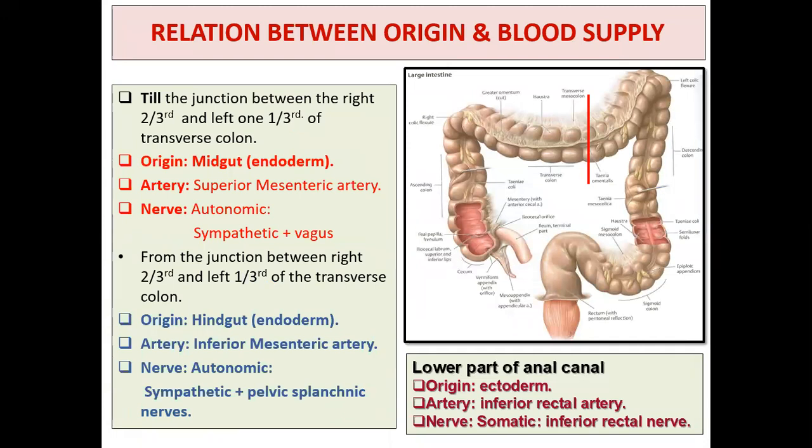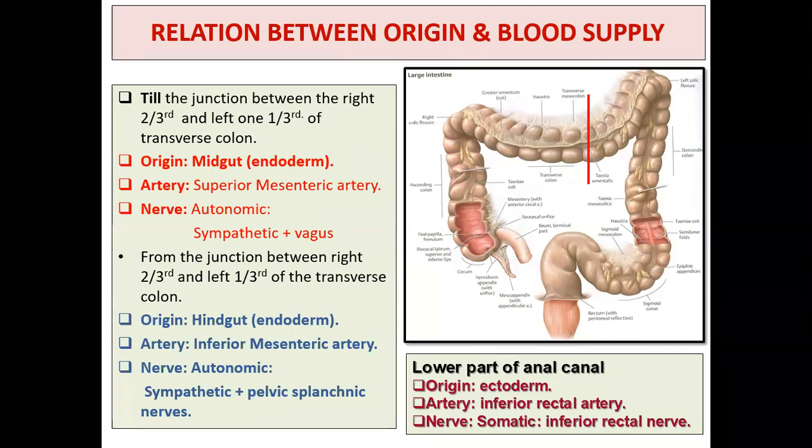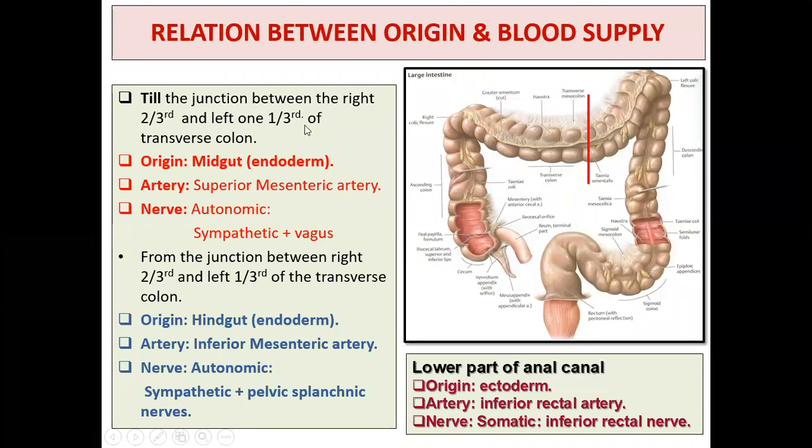Now, the relations between the origin and blood supply, as we have already seen. So what will be the developmental origin, and how will be the blood supply of the large intestine. Till the junction between the right two-thirds and left one-third of the transverse colon, this is the line showing you the right two-thirds and the left one-third. Up to here, from the second part of the duodenum, jejunum, ileum, as well as the ascending colon up to here, transverse colon.